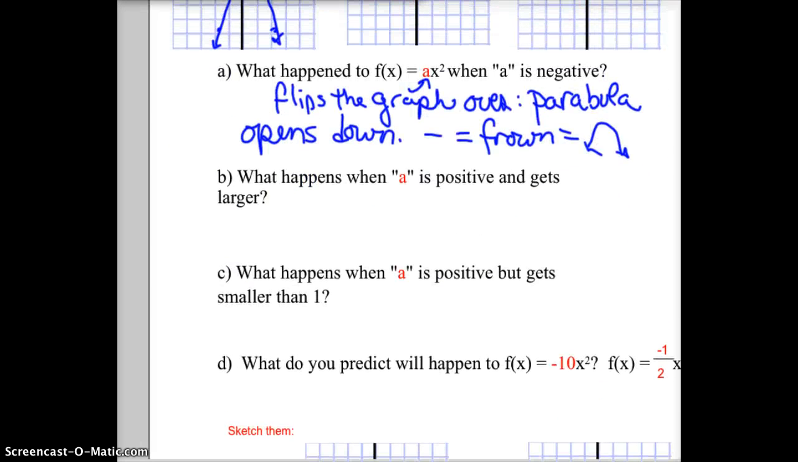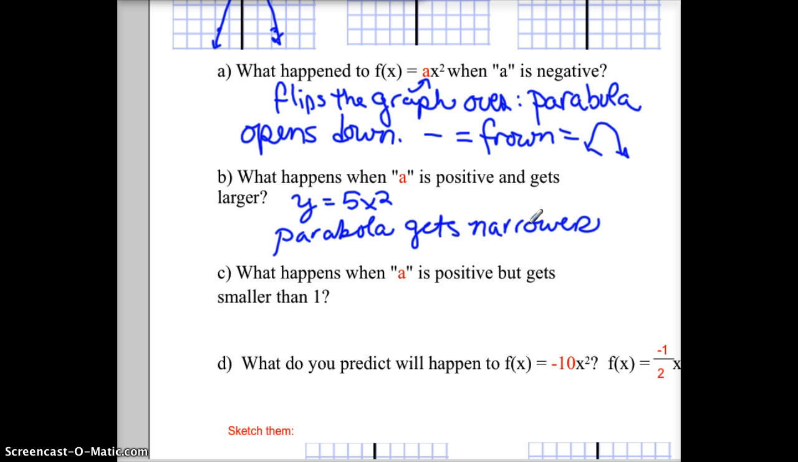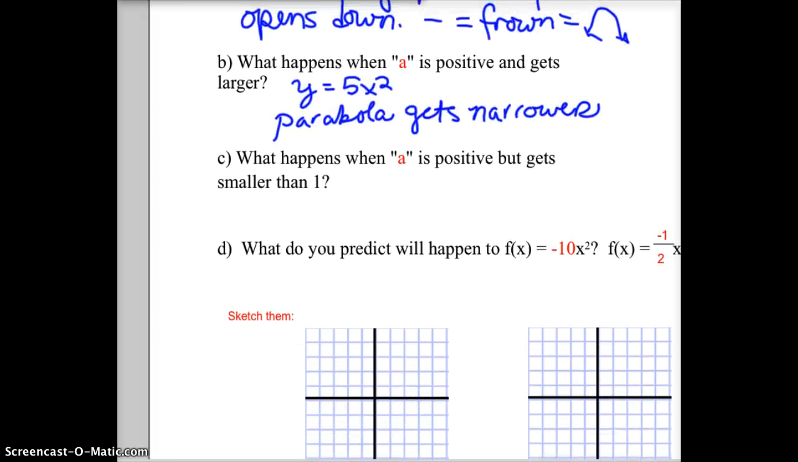So let's go summarize that down here. It says, what happens when a is positive and gets larger, like that y equals 5x squared? What we say is the parabola got narrower. Understand why, though, so you don't have to memorize it. It gets narrower because y is how high it gets, and it's getting stretched 5 times its height, which is making it very skinny. And then it says, what happens when a gets smaller than 1, like on that 1/5?